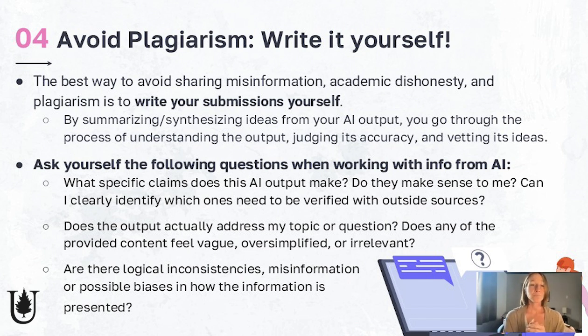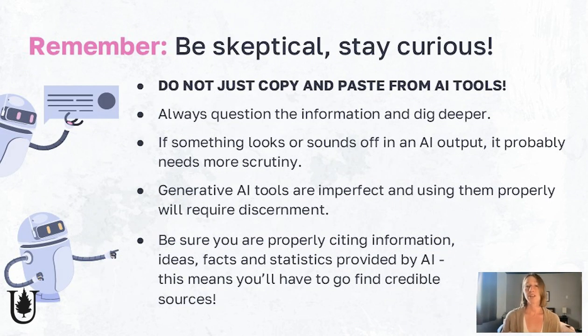And then, are there logical inconsistencies, misinformation, or possible biases in how this information is presented? That's also a really big red flag. Don't copy and paste from your AI tools. Ask the questions that help you dig deeper into where this information is coming from. If something looks or sounds off from an AI output, it probably is, and it probably needs more scrutiny. Generative AI tools are imperfect, and using them is going to require discernment. Be sure that you're properly citing information, ideas, and facts provided by AI. This means you're going to have to go find the credible sources anyway.